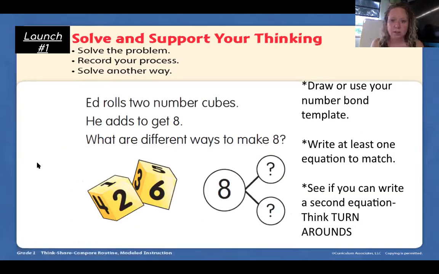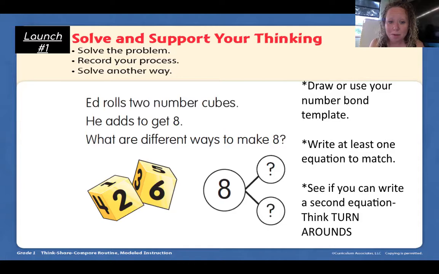Here is your first launch. In this problem, you are going to draw or use your number bond template. You are going to write at least 1 equation to match, but we're going to see if you can't write more than 1. Think about turnarounds.